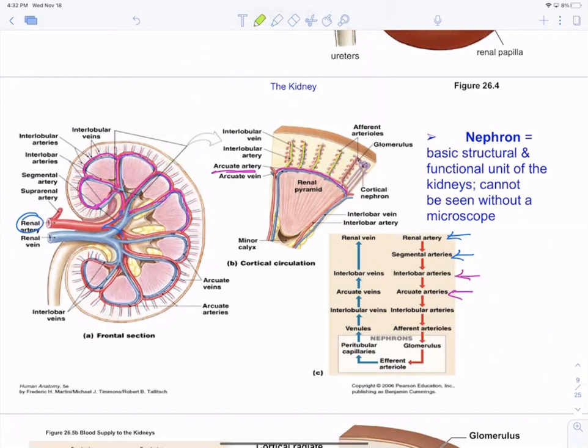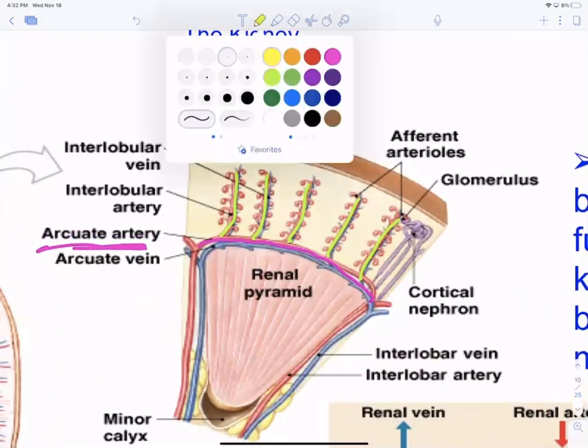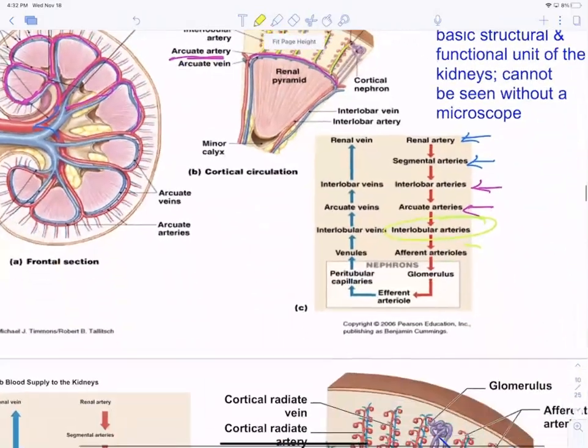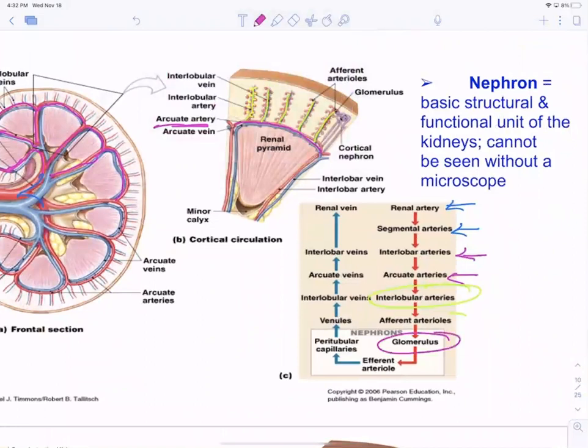And off these interlobular arteries, you're going to have afferent arterioles. And these afferent arterioles are these, I'll do it here, are these little branches. And these afferent arterioles become the glomeruli. So the glomerulus is this capillary knot where urine filtrate really begins.